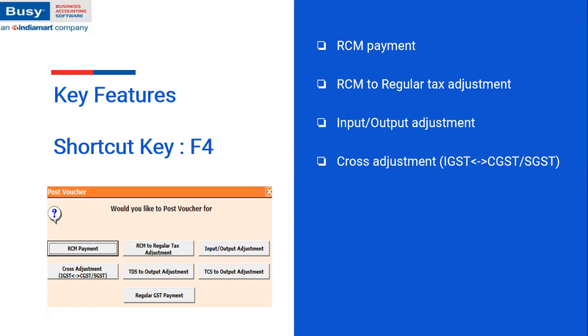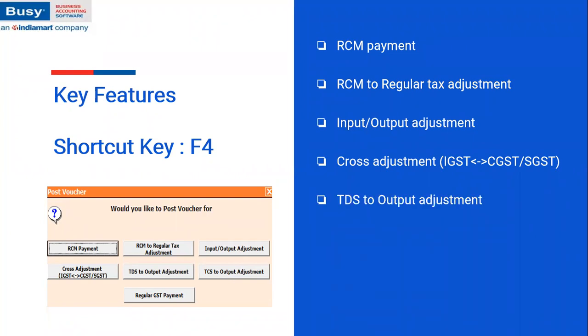Cross adjustment: IGST, CGST, SGST, this is called cross adjustment. Sometimes, as per the new set of rules, if IGST input credit is available, you can adjust the IGST output tax amount against the IGST input first. If 100% adjustment happens, then fine. Otherwise, you can adjust the remaining input credit into CGST or SGST simultaneously in equal proportion. So that is called a cross adjustment voucher. You can directly post the cross adjustment vouchers using this particular utility.